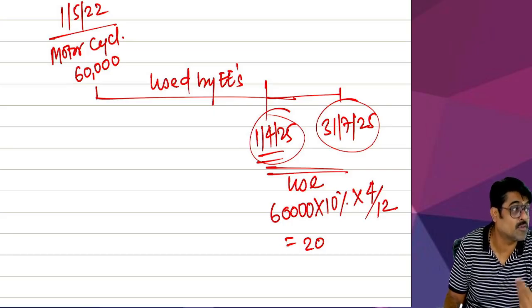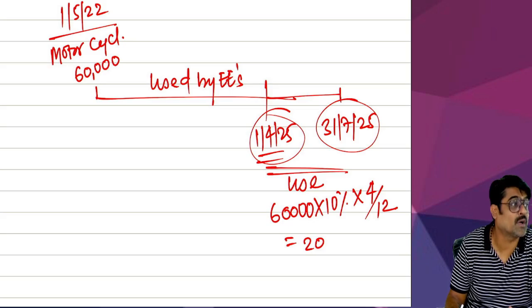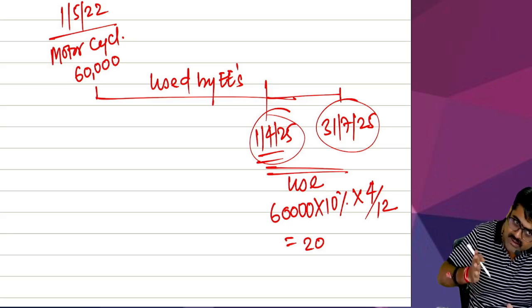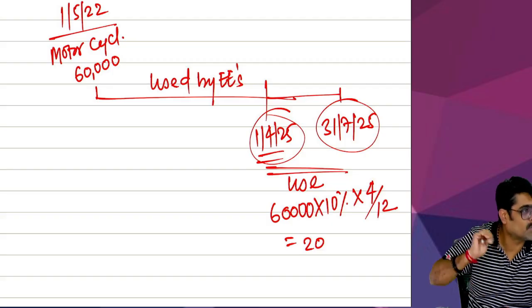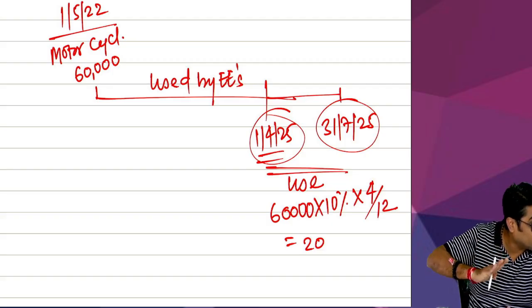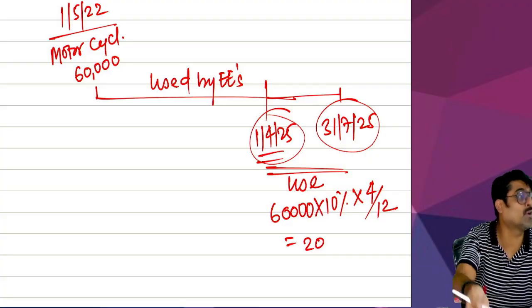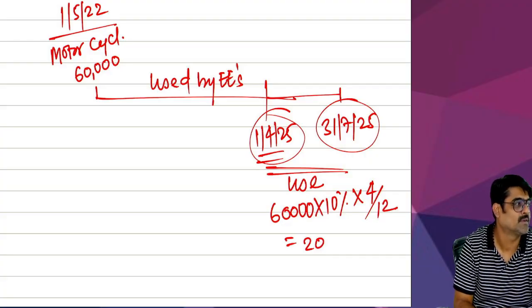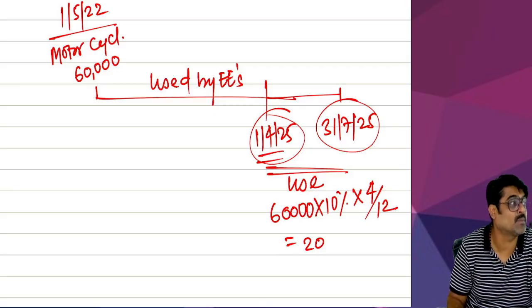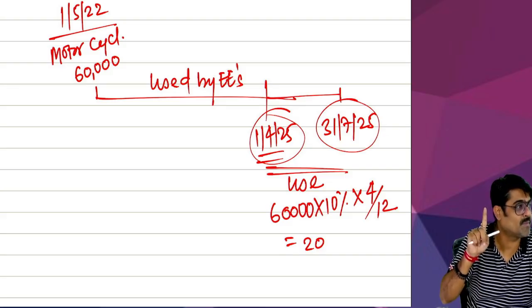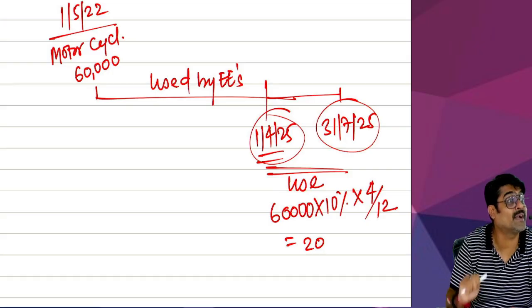When is the motorcycle sold? 1st August, no? So till 31st it was in use, and on the immediately next day it was sold. So now the movable asset is transferred. So for the benefit of transfer of a movable asset, do you remember that? We will reduce the wear and tear.